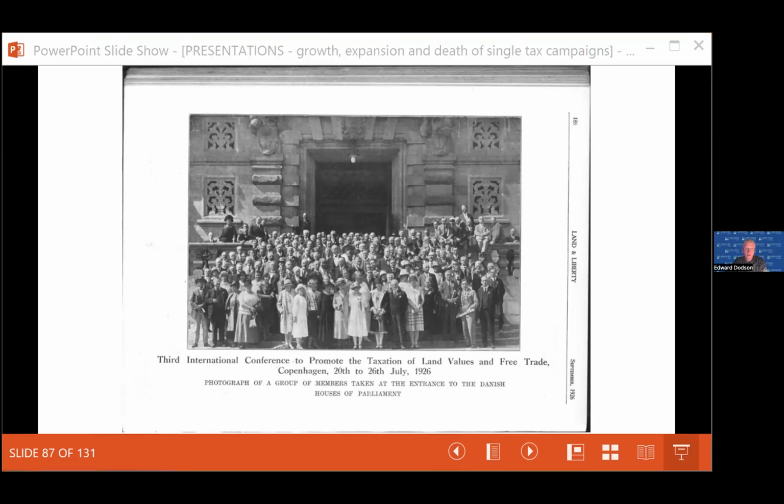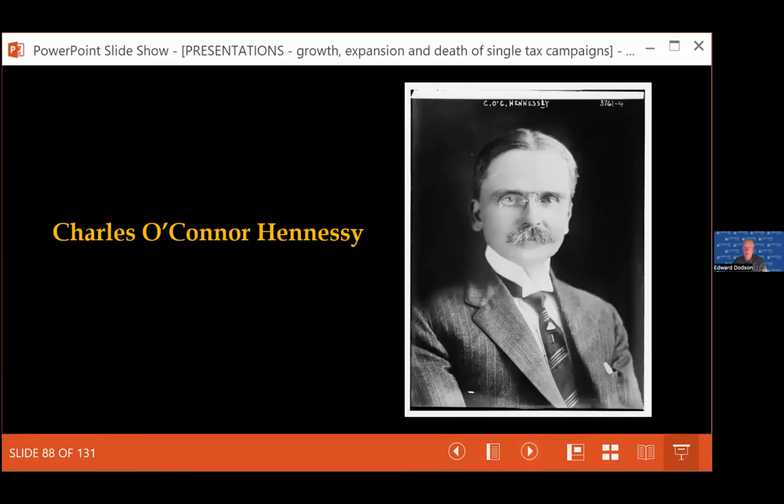1926 was another important year for this reason. This was the year single taxers all around the world came together to found the International Union for Land Value Taxation and Free Trade. Charles O'Connor Hennessy of New York was elected president. Opening the international conference, he spoke about the global political challenges of the time.